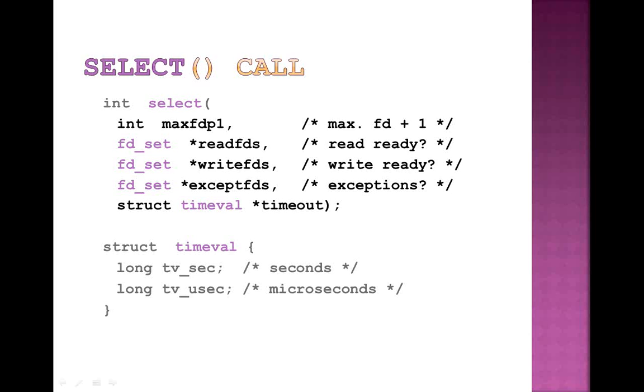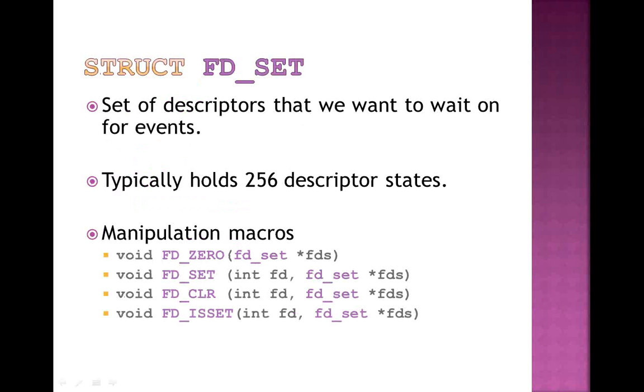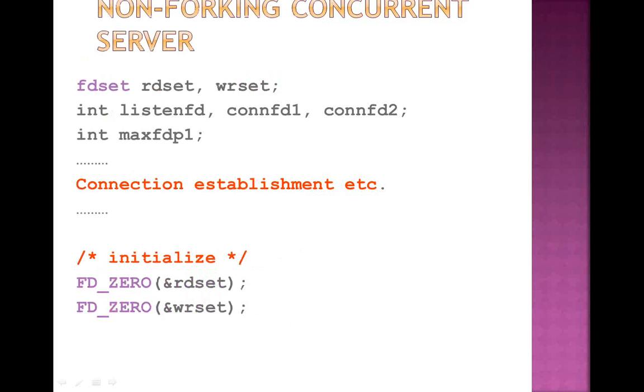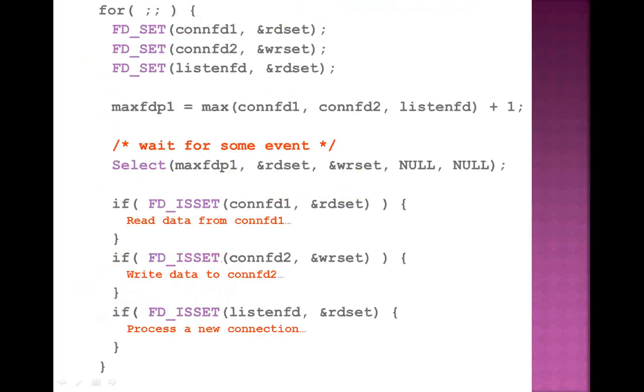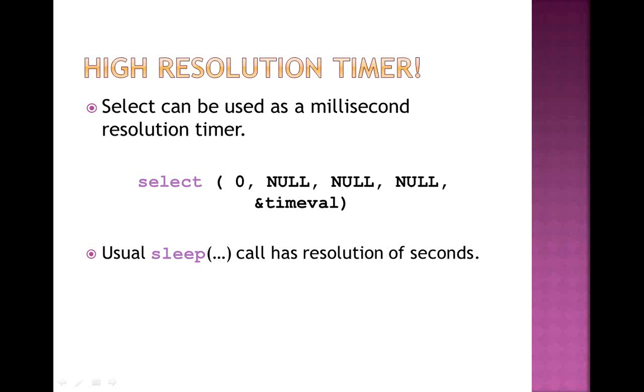Then this is the example of the select call. Then we discussed the new structure, fd_set, that sets the file descriptors used for communication between different processes. Then the non-forking concurrent server, that is how to maintain the connection for a non-forking concurrent server. This is the example. Then the high resolution timer.